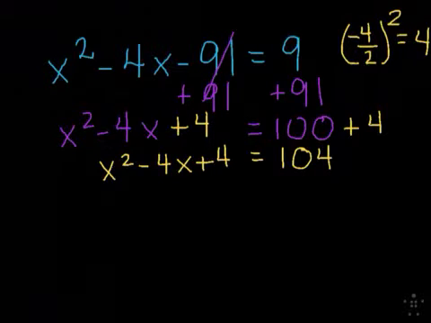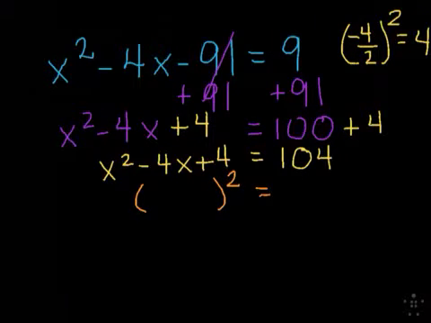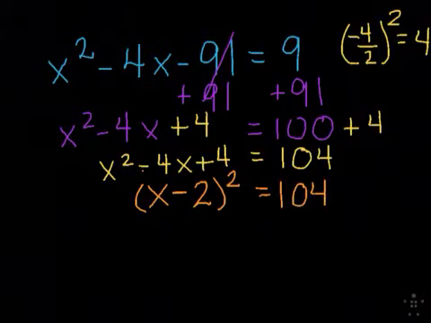Write your problem with your variable as a binomial squared. So parentheses with the square. We have an x. We take the sign of b, and we do half of b, which is 2. And then we write out 104. We square root both sides.